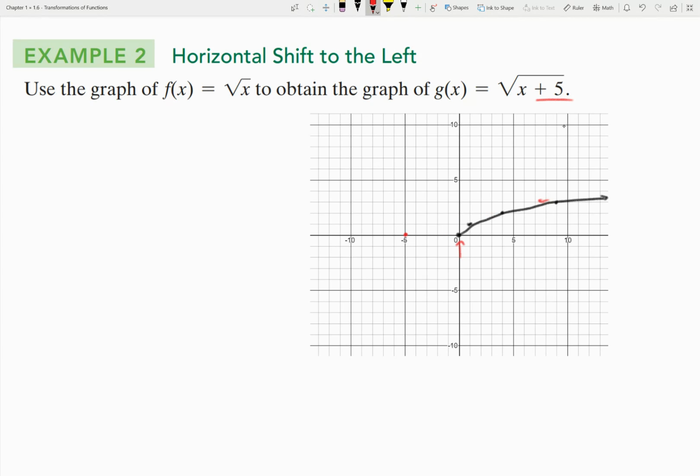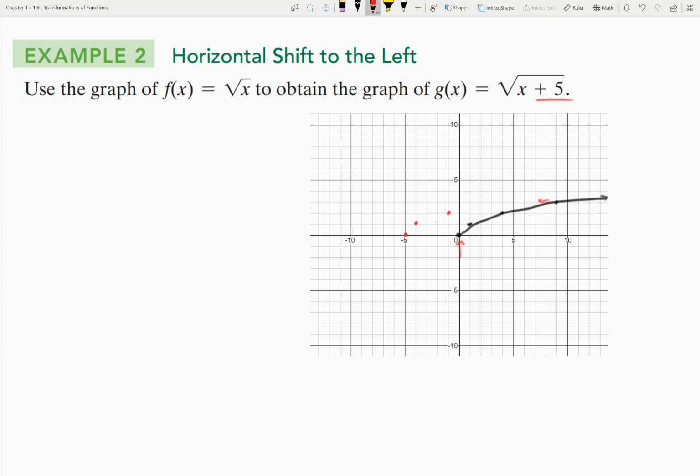1 to the right of 5, you go up 1. 1, 2, 3, 5 to the left of this point. 4 to the right of 5 would be my point for 2. 1, 2, 3, 4, 5 points to the left of the other point I graphed. And so the same pattern happens, it's just everything is shifted left.